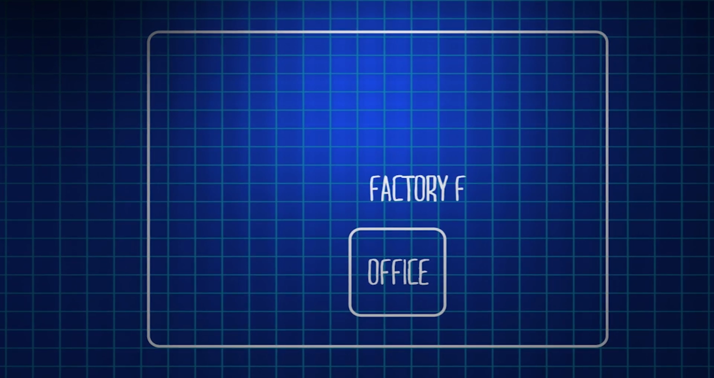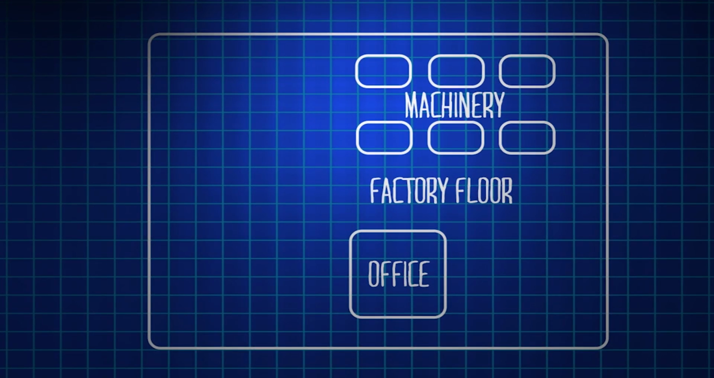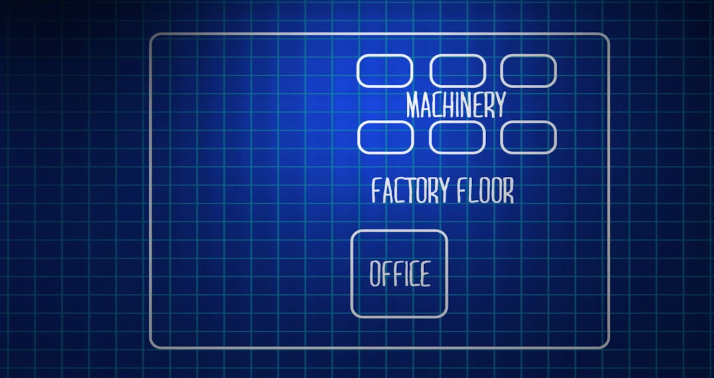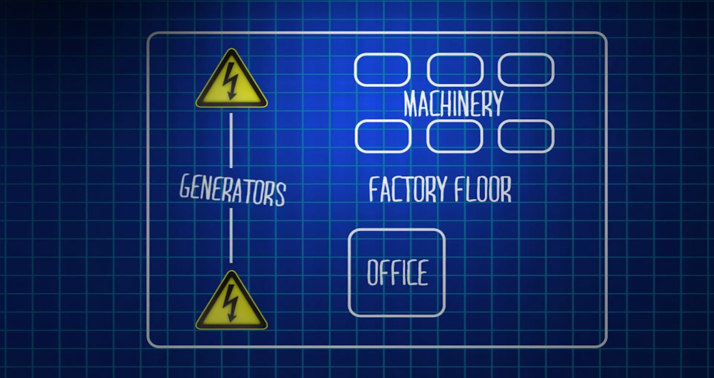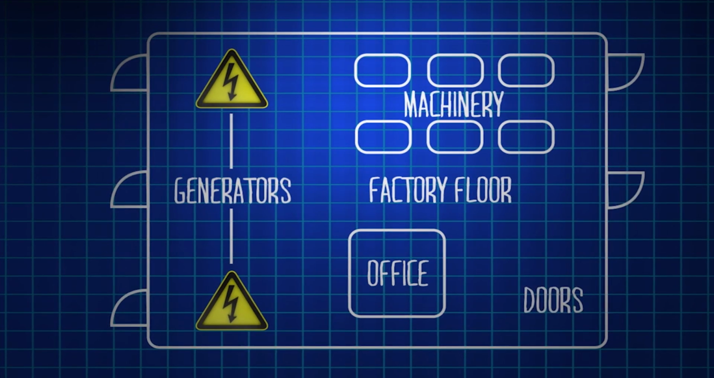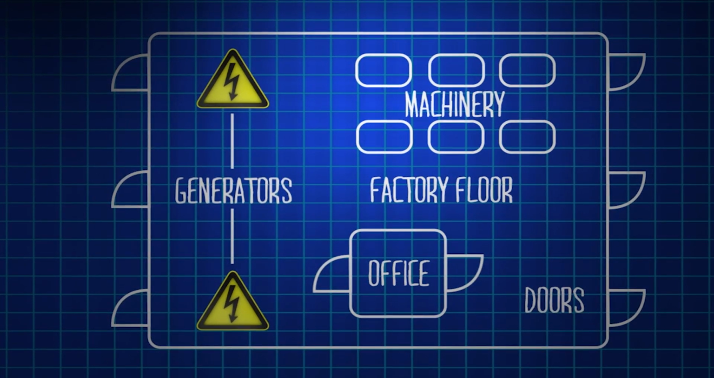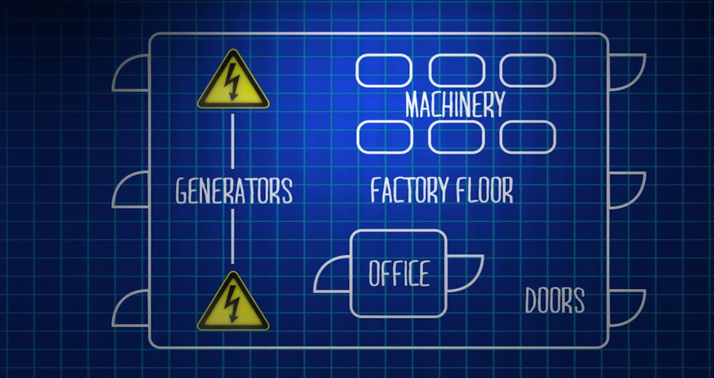It has a factory floor where the manufacturing happens. It has machinery for making the products. It has generators which provide the factory with the energy that it needs to function, and also the factory has doors which allow raw materials to come in and products to leave. How is this like a cell?